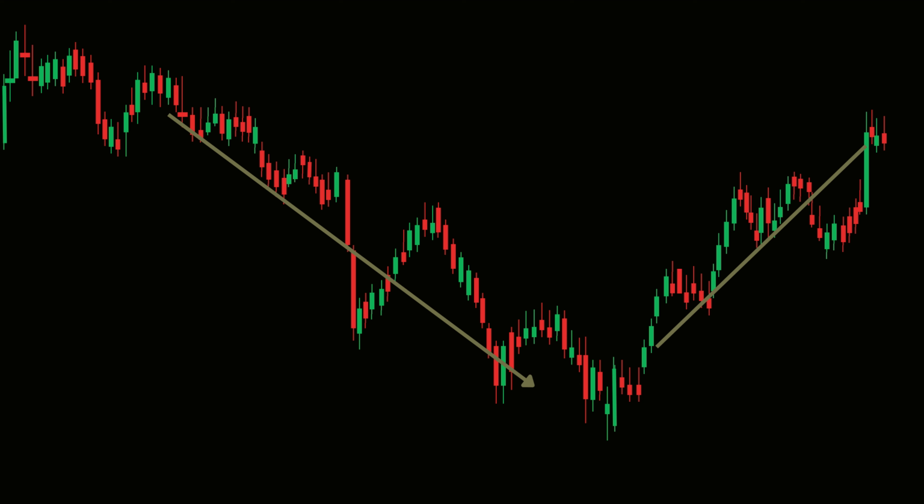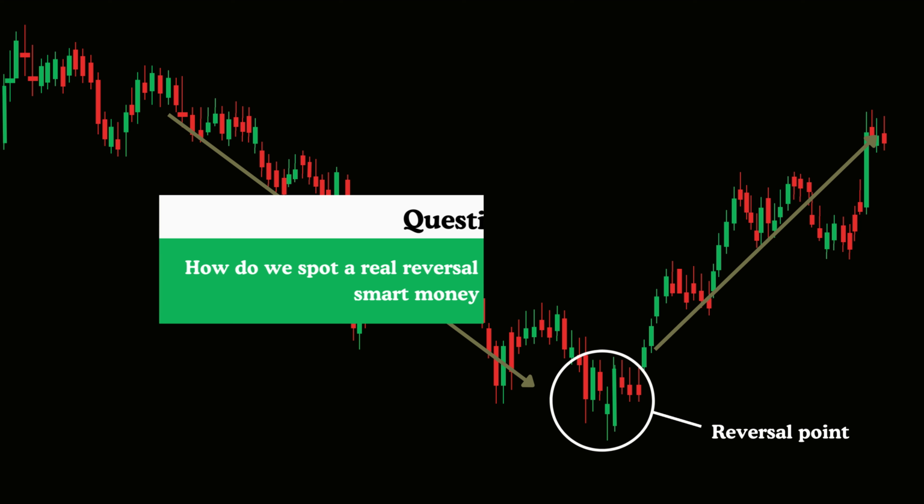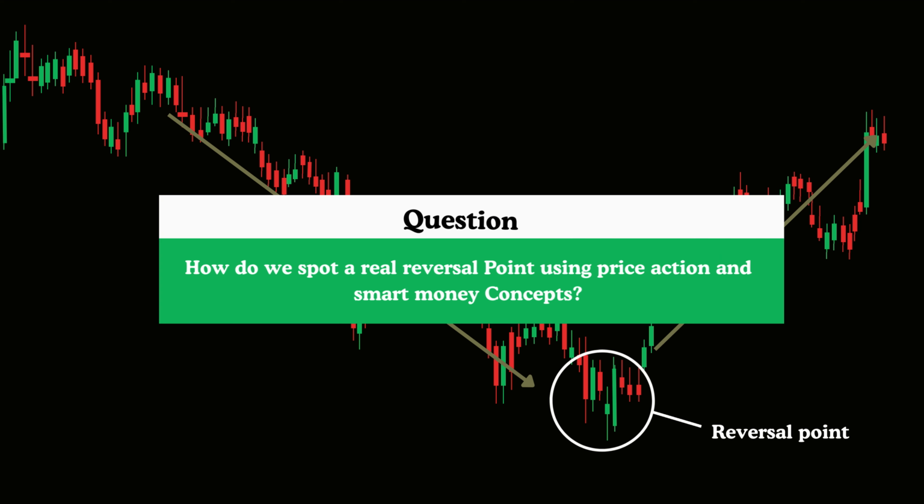Spotting market direction and genuine reversal points can be challenging since the market tends to throw multiple fake signals before a real trend reversal shows up on the chart. So how do we spot a real reversal point using price action and smart money concepts?